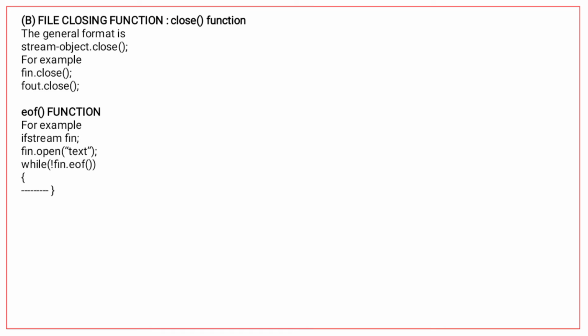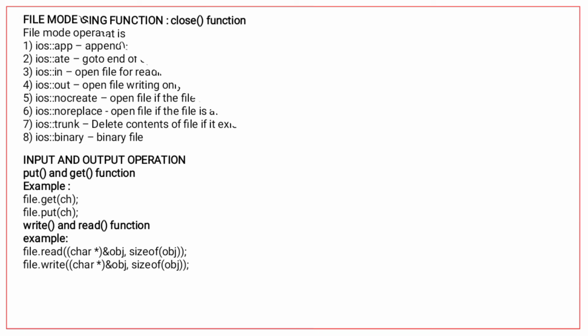Next is EOF function. EOF function is used to check whether a file pointer has reached the end of file. If it is successful, EOF function returns a non-zero, otherwise returns 0. Now see the example, ifstream fin; fin.open("text"); while (!fin.eof()). Now see the example to use EOF function.